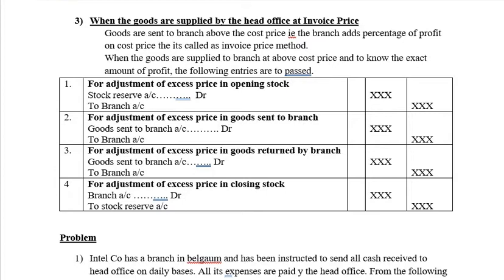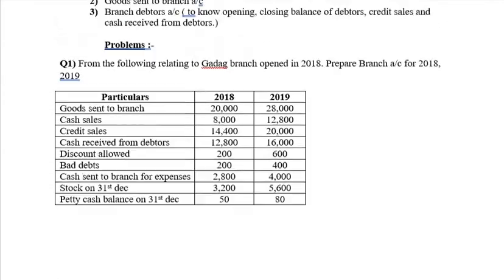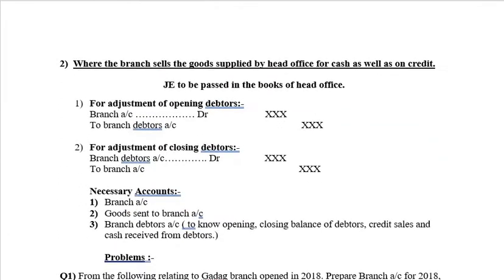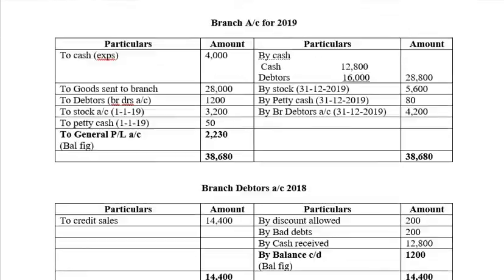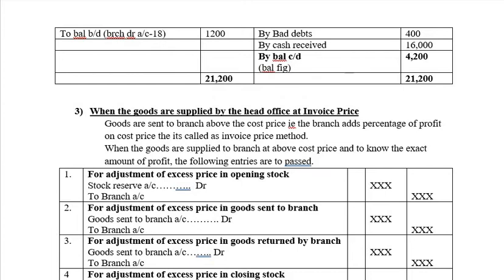In the previous class we were dealing with the methods of branch accounting, that is calculation of information, that is what is the amount of profit being made by the head office when the goods are supplied by the head office for cash as well as on credit. Today we'll be seeing the third method, that is when the goods are supplied by the head office at invoice price. Okay, so here the goods are being sent to the branch at invoice price.